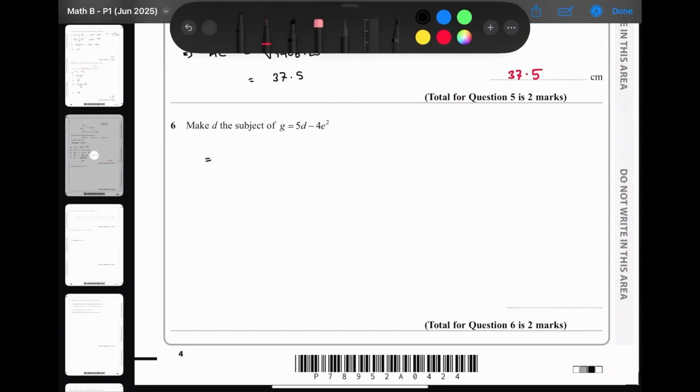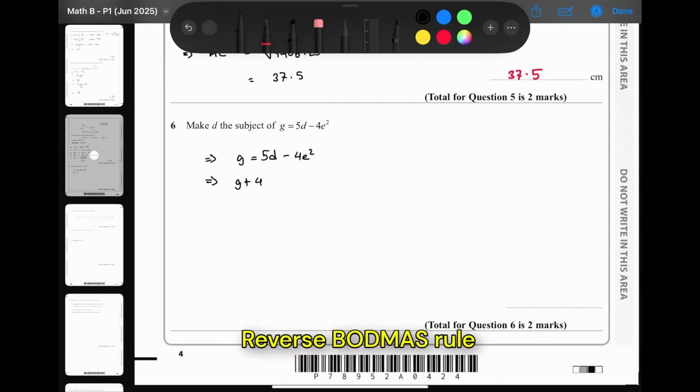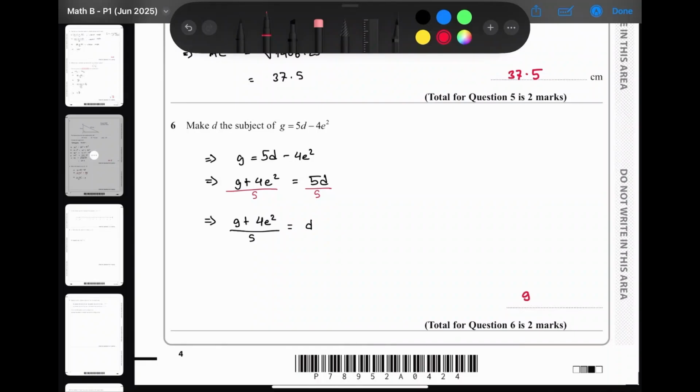Question 6. We need to make d the subject of the equation given here. So we need to isolate d on one side and take everything else to the other side. Here we need to follow the reverse BODMAS rule, where we will target the adds and subtracts first, and then the multiplies and divisions later. As you can see, we switched the minus 4e squared at first, and now we will switch the coefficient of d too. We divide both sides by 5, so the d remains all alone on one side of the equal sign. Hence, we complete our first question for today.